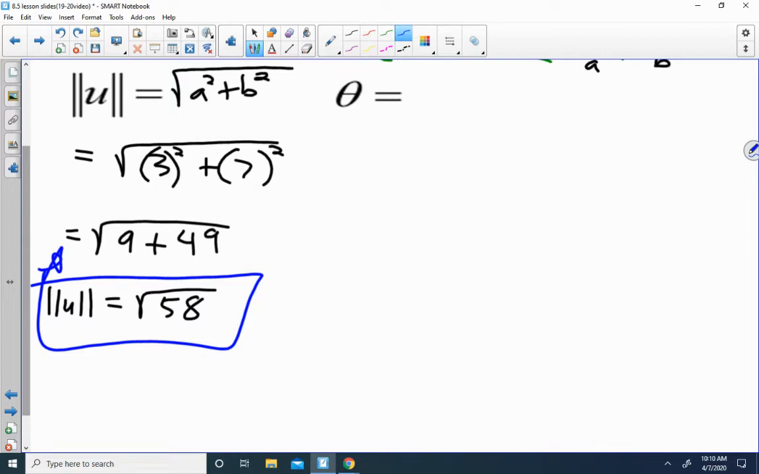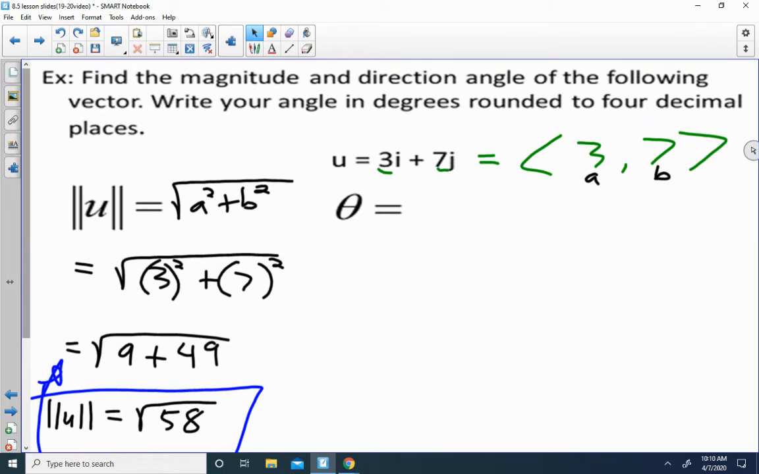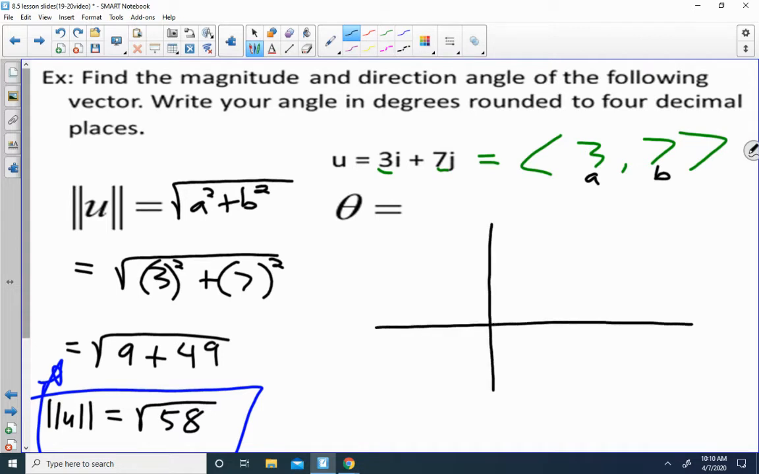All right, that part was easy, just doing stuff from previous examples or from the previous slide. But now let's say we need to find the angle. So maybe to find this angle, I'm going to need to draw a triangle. So in other words, let's use the stuff that we talked about in the previous slide. 3i means 3 units to the right. So 3i. And then 7j, the j tells me to go up. And the 7 means I'll go up 7 units.